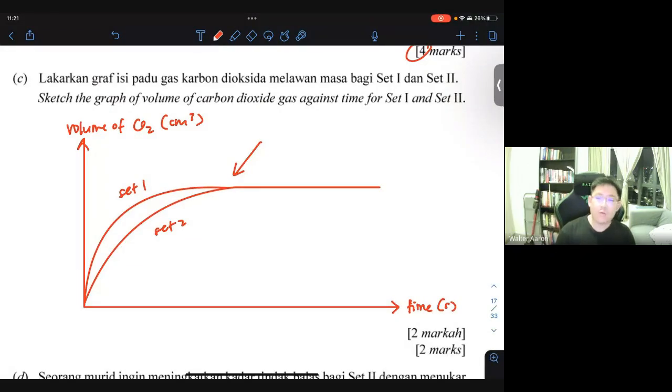They use the same volume of acid, the same concentration of acid, and the same mass of calcium carbonate powder. It's just that one is much finer compared to the other one, which is larger in size. You have to label the sets also. It is very important to show which graph is which. So I put the top curve as set 1, because it has a steeper gradient, and set 2 is the bottom one, because it has a less steep gradient. The higher the gradient, the greater the rate of reaction. This is how you draw the two graphs. This is just a sketch. So you get 2 marks already.